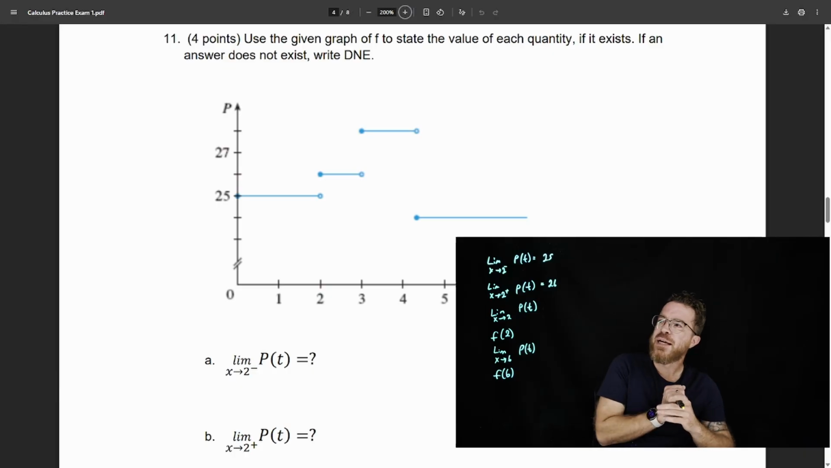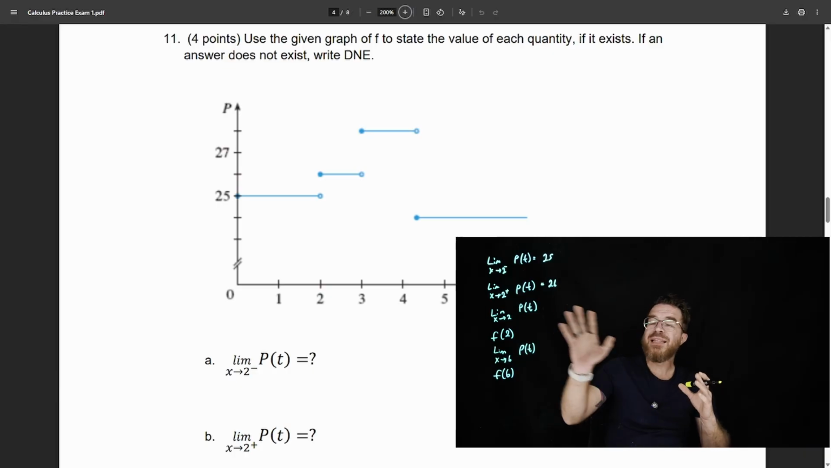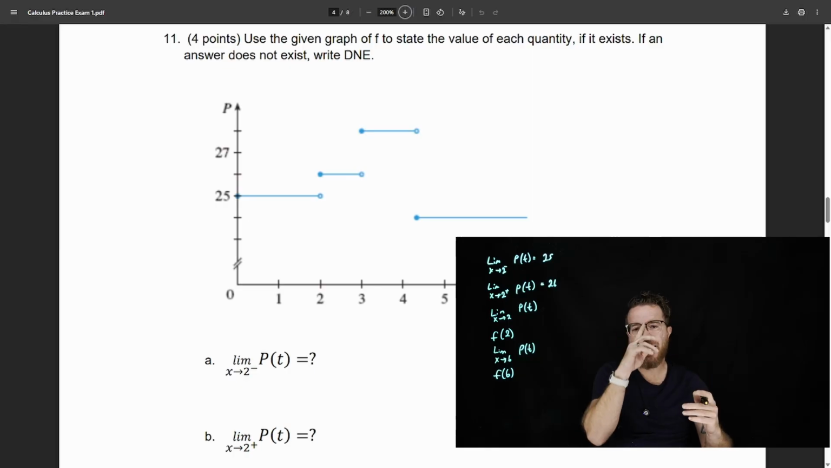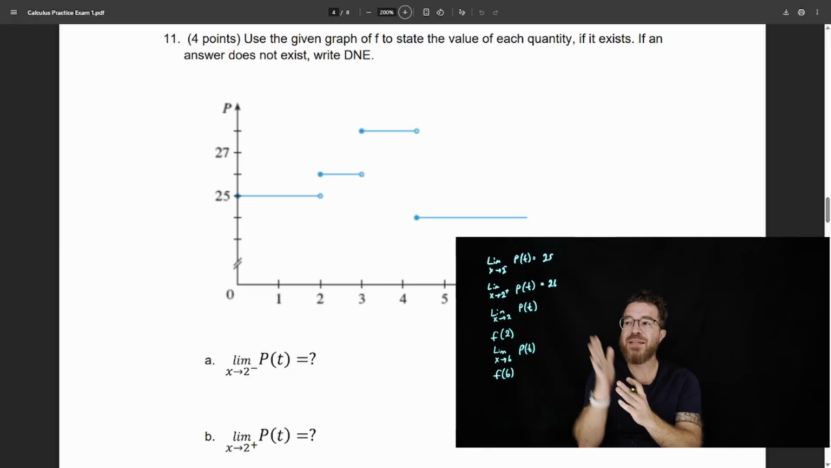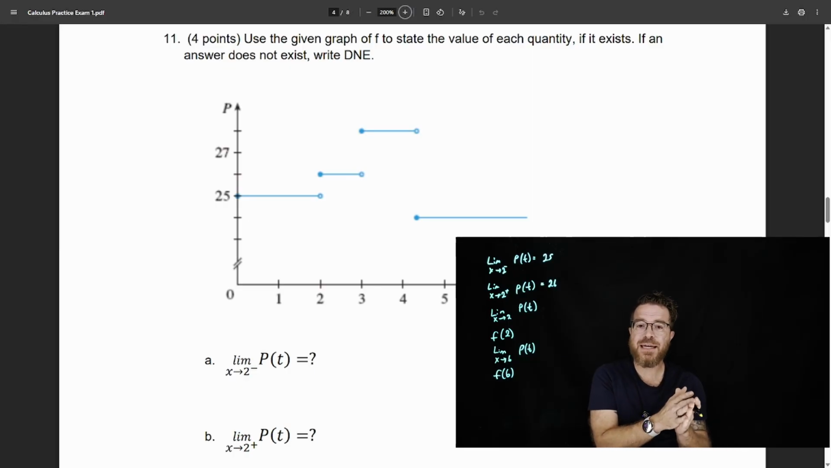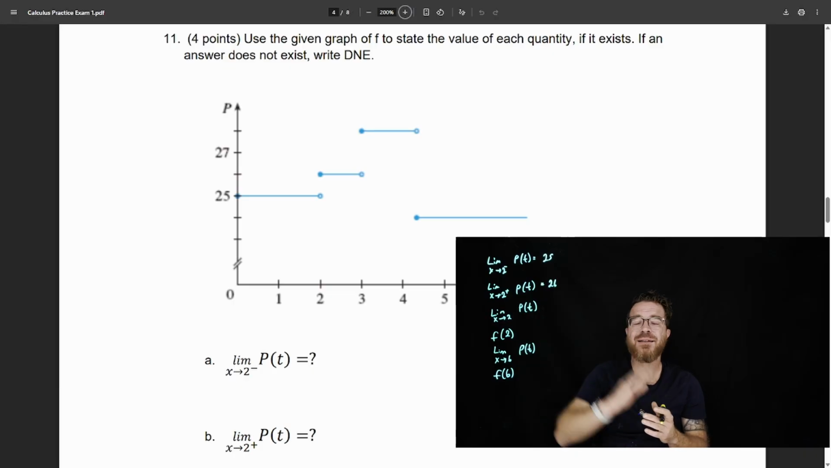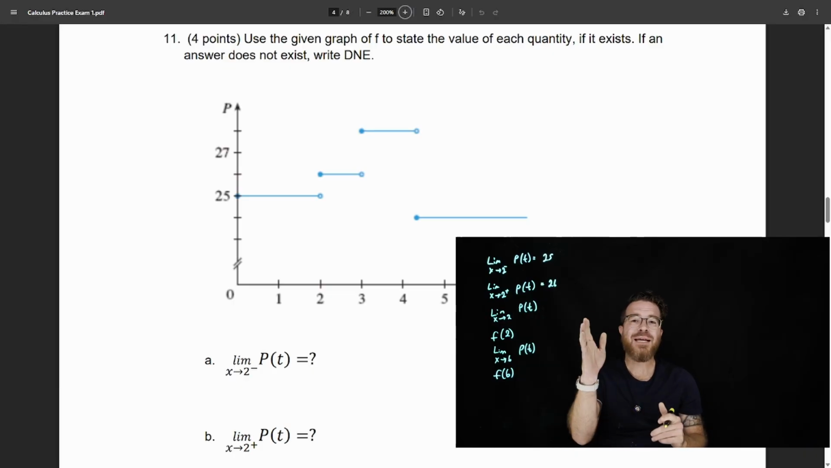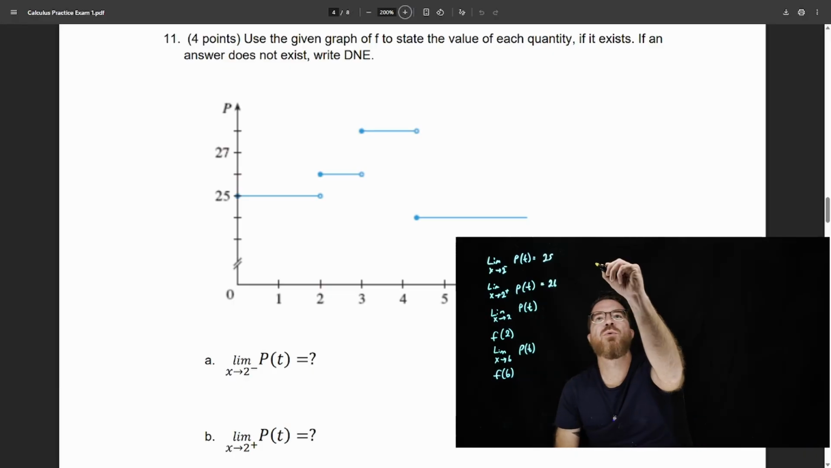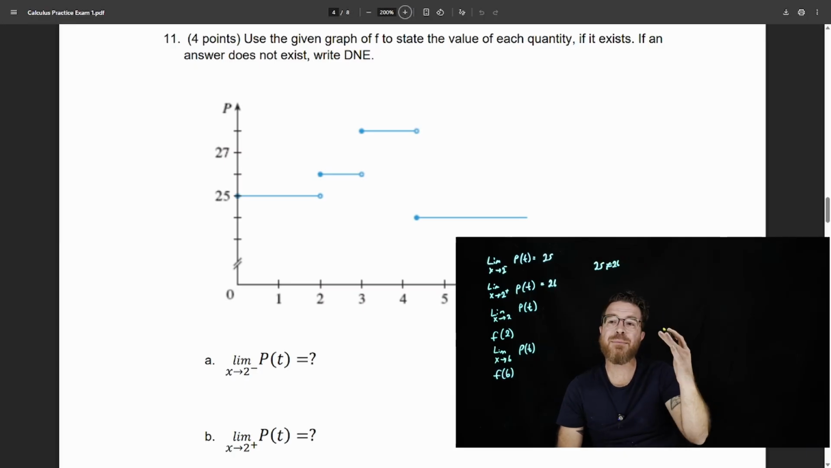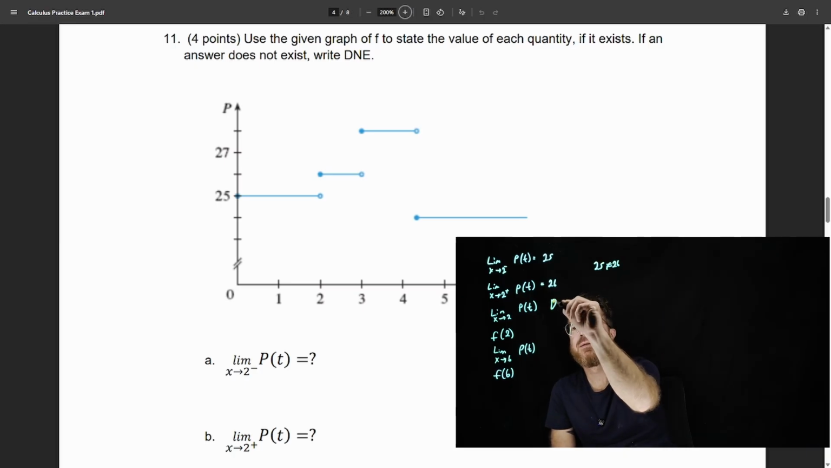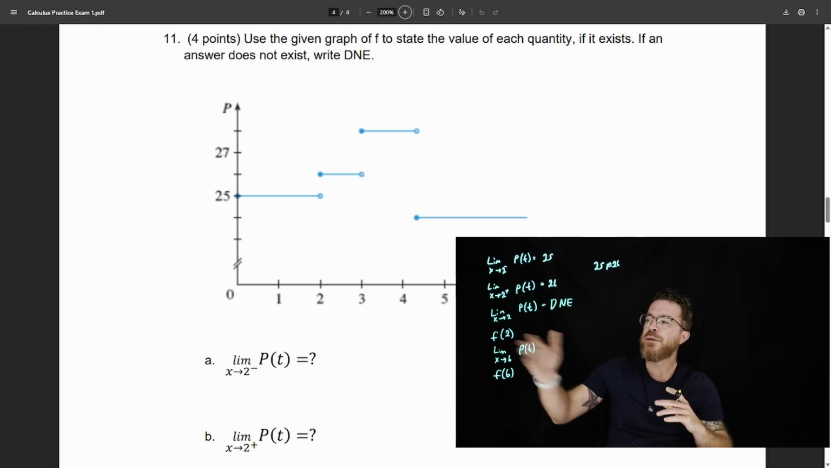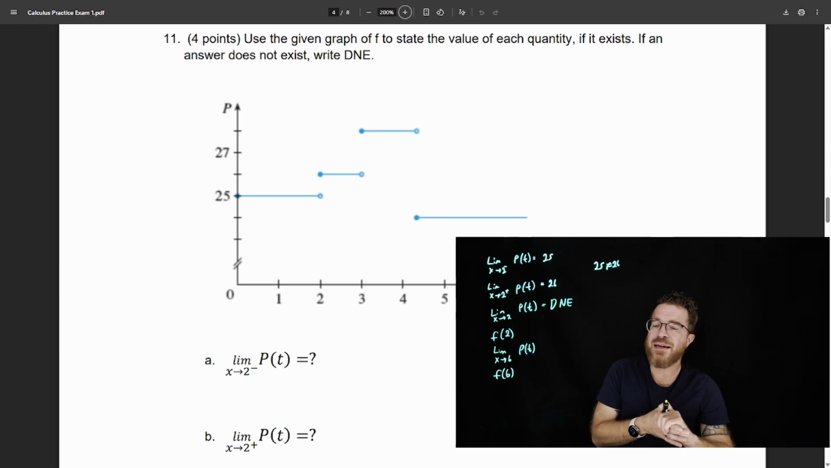The next question then says, what is the limit as x approaches 2? Now, in this case, we have to consider the fact that a limit only exists if the left-hand limit is equal to the right-hand limit. And we have the left-hand limit is 25. The right-hand limit is 26. And because 25 does not equal 26, this limit does not exist. So does not exist.